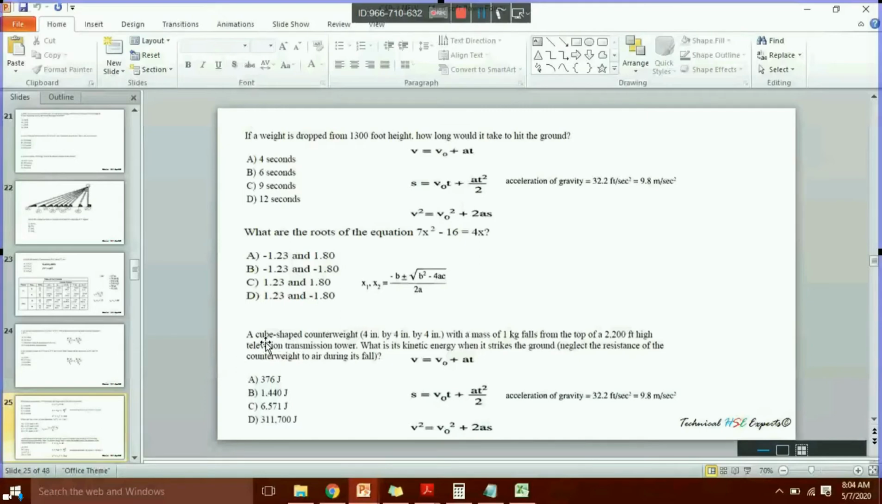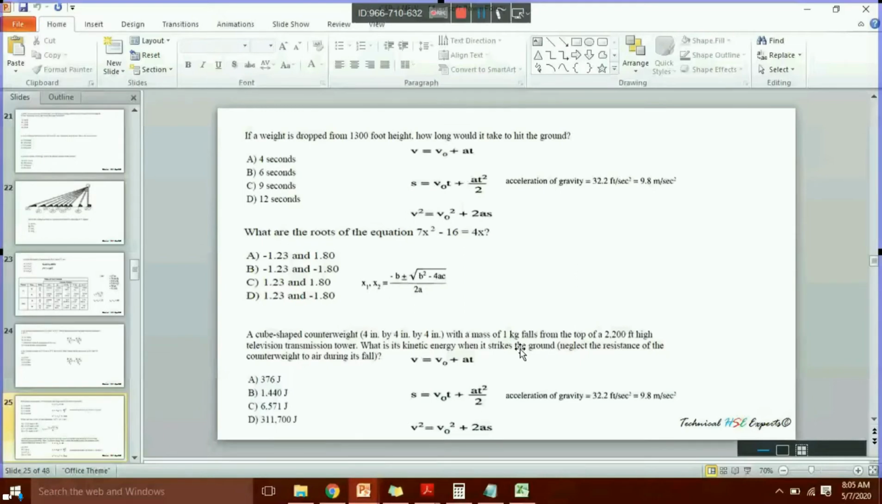See here, a cube-shaped counterweight, length, width and height all are the same because it is a cube, with a mass of 1 kg, falls from the top of this much height, a television transmission tower. What is its kinetic energy when it strikes the ground? So first we need to know what is kinetic energy and what is the formula. What is the formula for kinetic energy? Half mv squared by gc. Yeah, half mv squared by gravity.